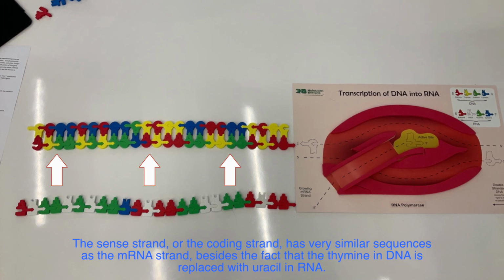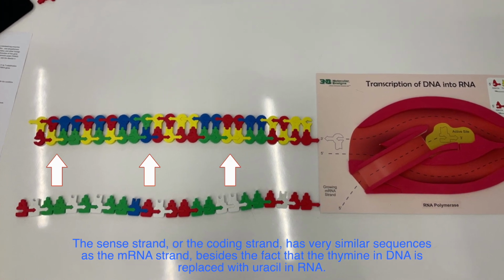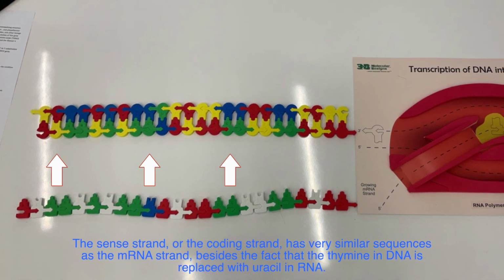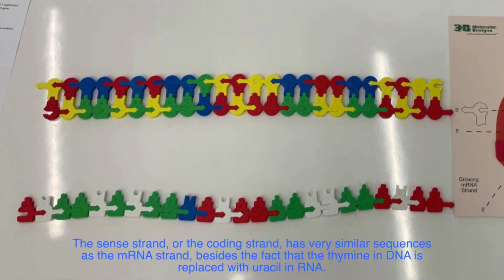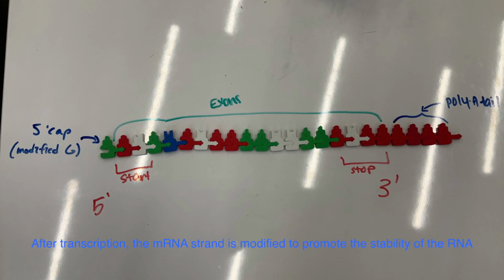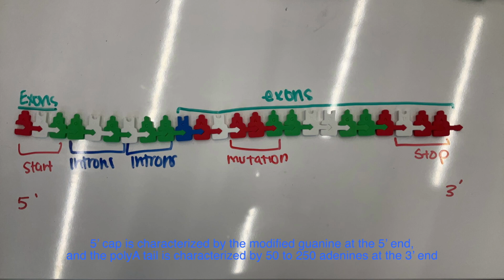The sense strand, or the coding strand, has a very similar sequence as the mRNA strand, besides the fact that the thymine in DNA is replaced with uracil in RNA. After transcription, the mRNA strand is modified to promote the stability of the RNA. The 5' cap is characterized by the modified guanine at the 5' end, and the poly A tail is characterized by 50 to 250 adenines at the 3' end.